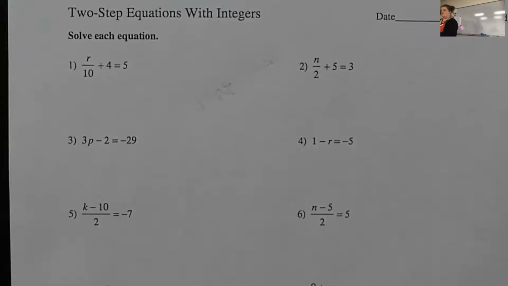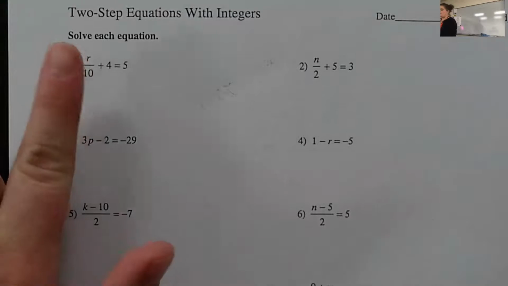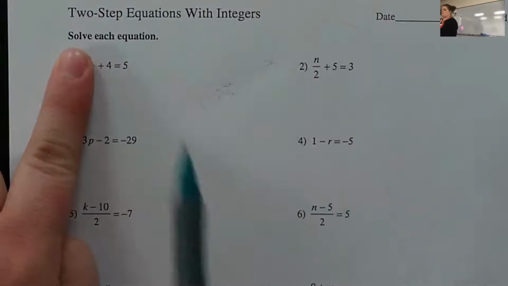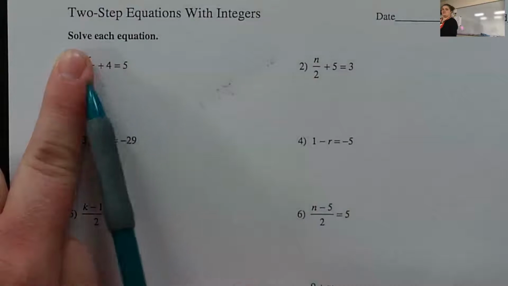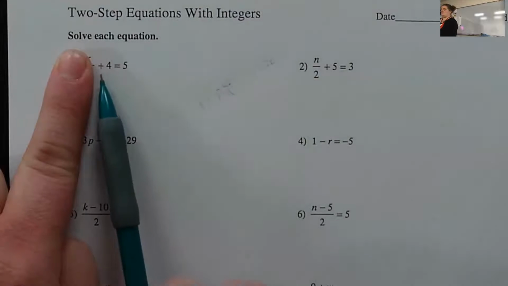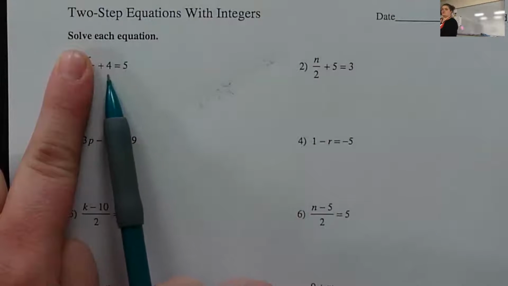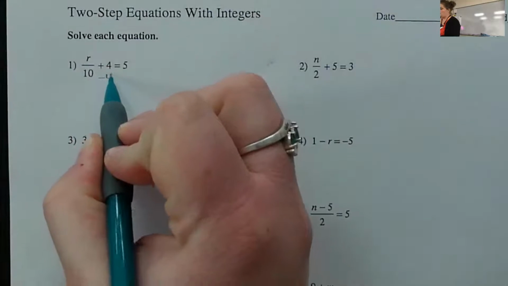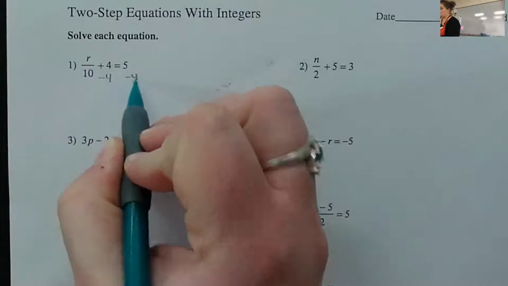In this case, I want to get r by itself. I always say cover up r if you can. Well, in this case, I can. So I want to get rid of everything else on that side of the equation before I start moving on. Okay, well, I see a plus 4. What's the opposite of adding 4? Subtracting 4. So that's what we're going to do. And remember, whatever we do to one side, we have to do to the other.